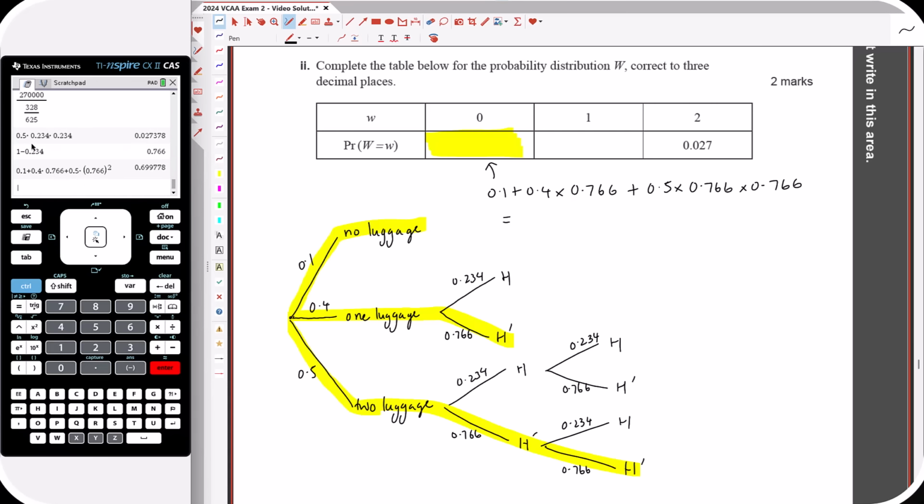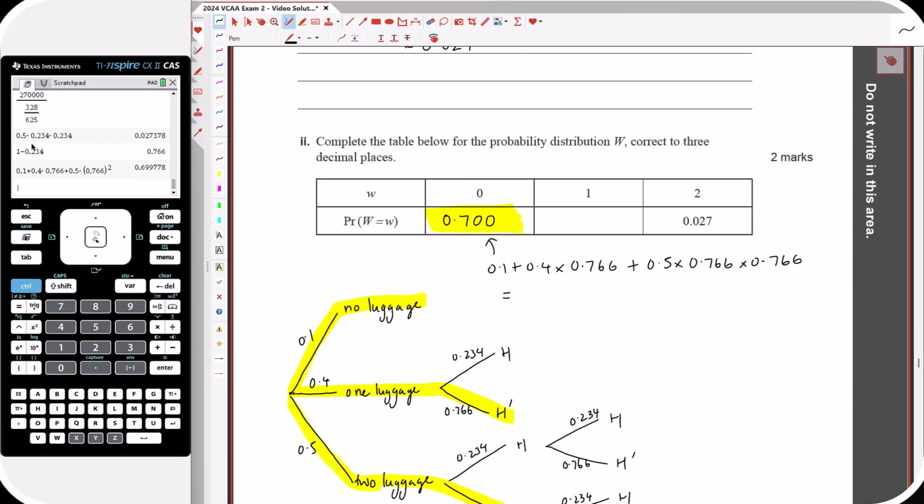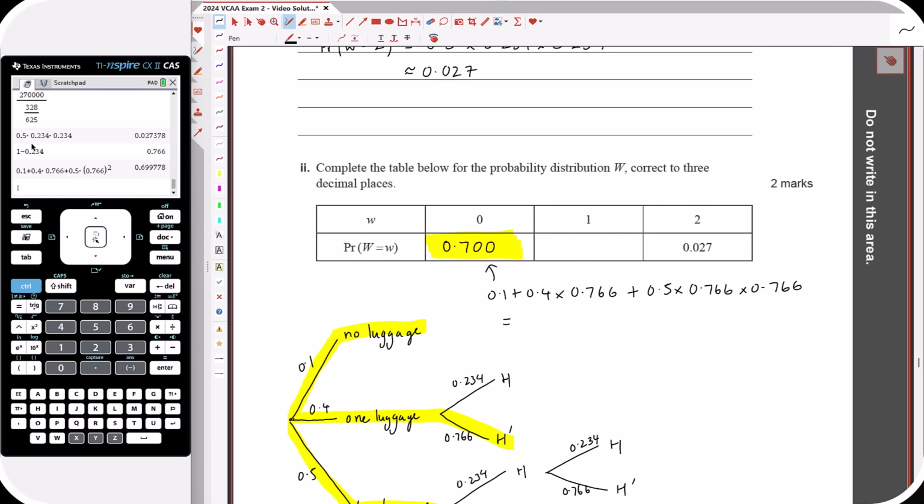All right, that's 0.69978, and we want these to 3 decimal places. That decimal to 3 decimal places is 0.700. Still write the zeros. It's not exactly 0.7, but it rounds to 0.700 if I'm asked to give it to 3 decimal places. Then I can take my 1 and subtract 0.027, which was this one, and subtract 0.700, which is this one, and that gives me 0.273, which even after the rounding, all still adds up to 1.